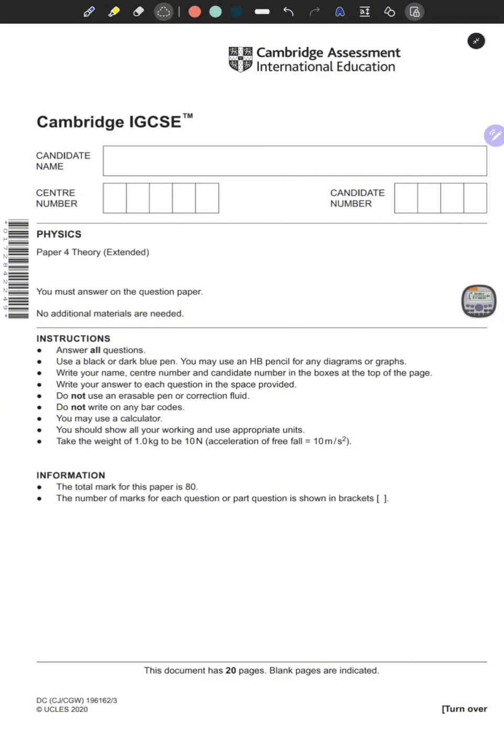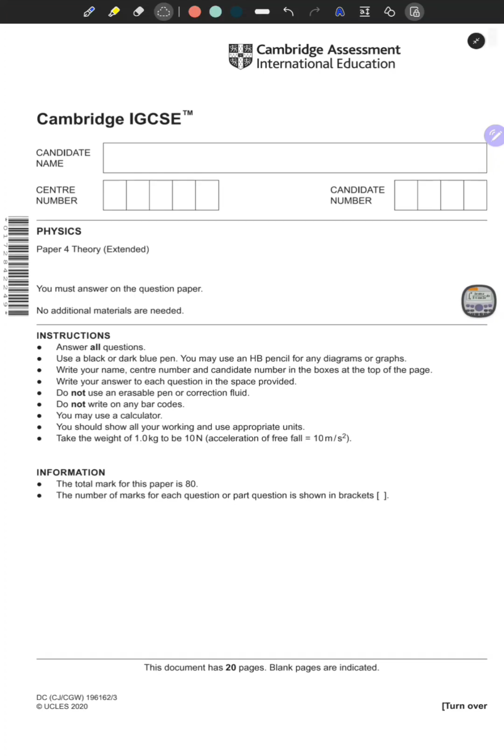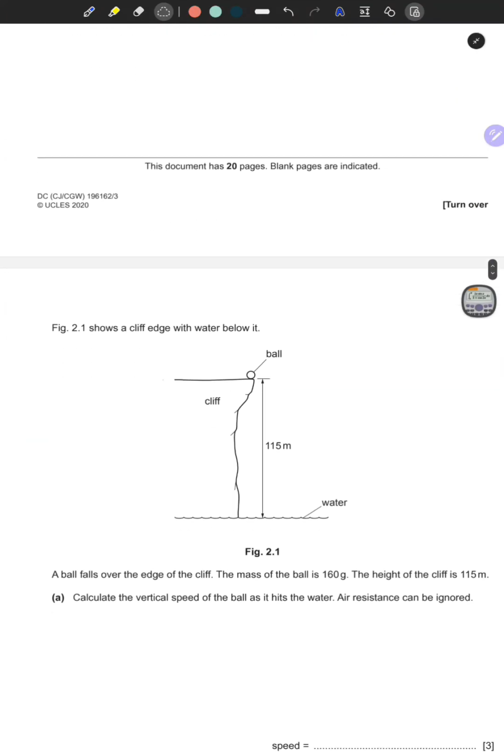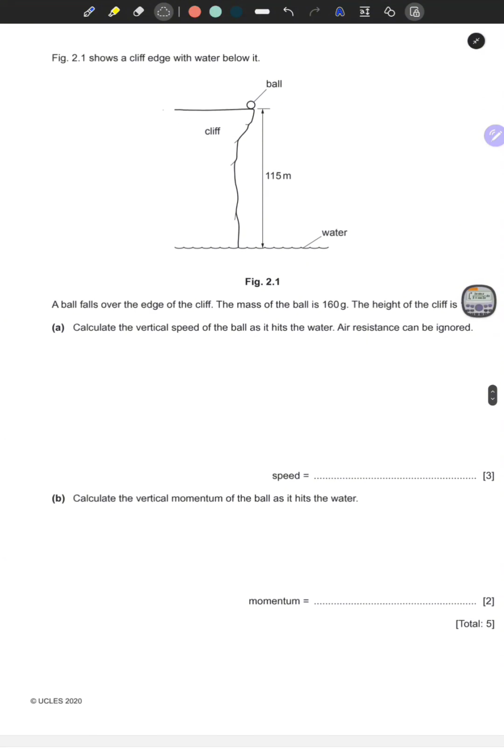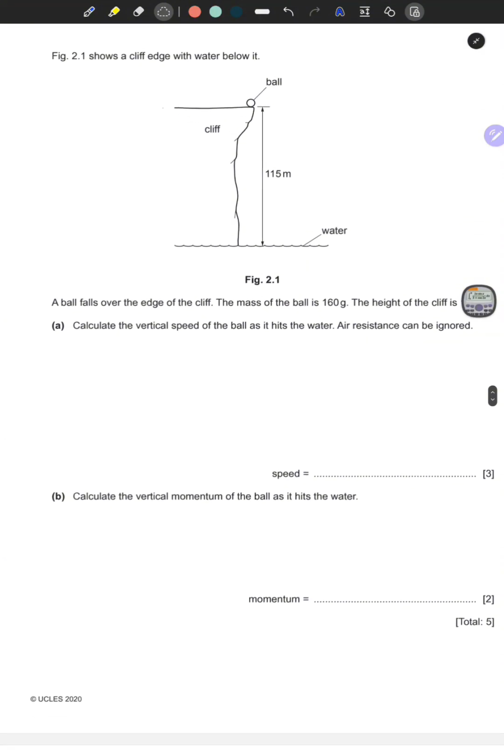Alright, let's see the questions that are waiting for us. Figure 2.1 shows a cliff edge with water below it. Okay, this is the cliff, the ball, 115 meters underwater.